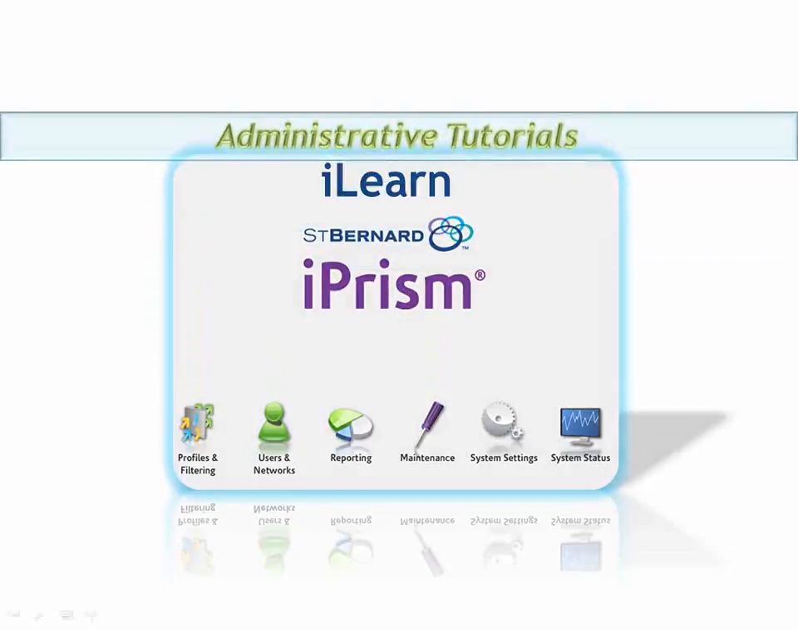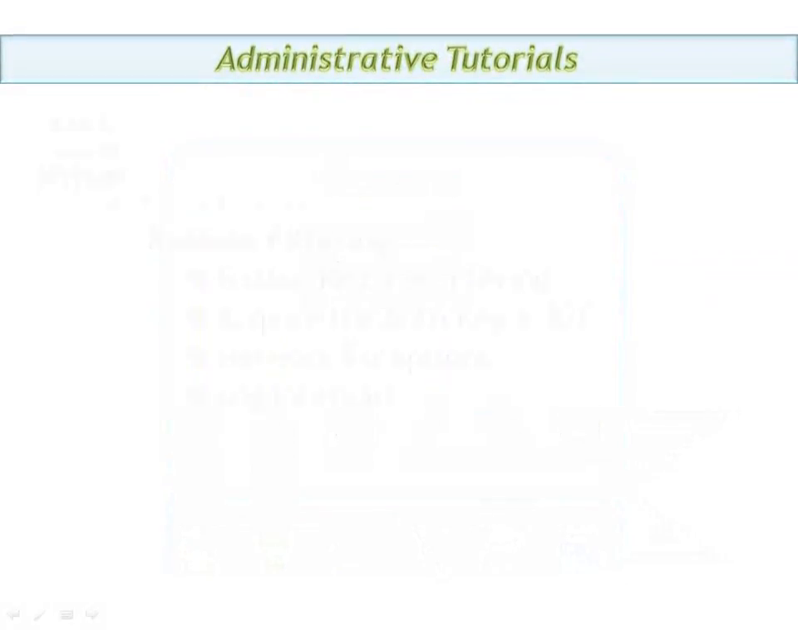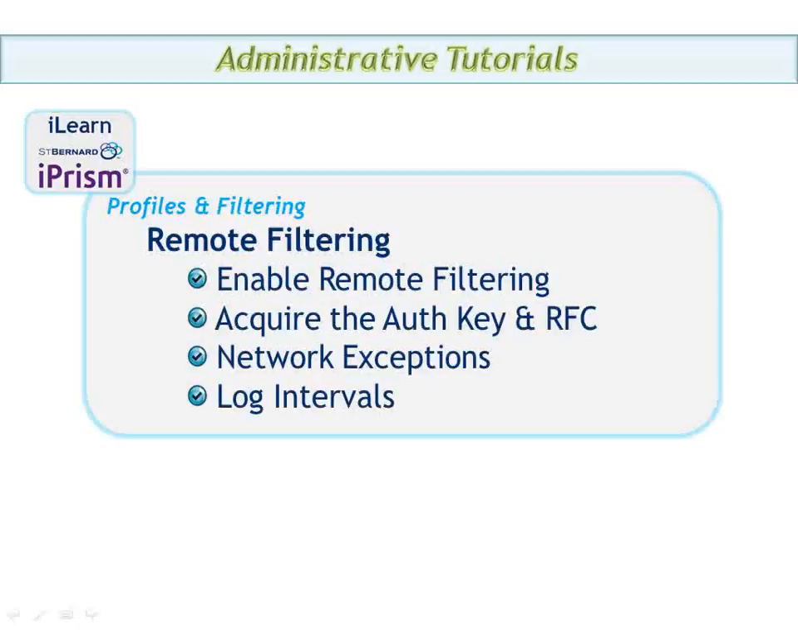Learn iPrism, the administrative tutorials, profiles and filters, remote filtering. We start off by enabling your iPrism to provide remote filtering services. Then, you'll learn the procedures required to acquire the remote filtering client auth key and remote filtering client software. Last, you'll learn how to use the remote filtering network exceptions and understand remote filtering log intervals.